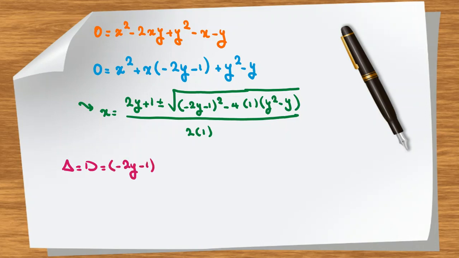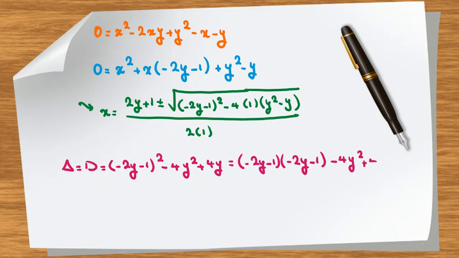Negative 2y minus 1 squared minus 4y squared plus 4y. So if we can write it negative 2y minus 1, negative 2y minus 1, if you don't know the formula, minus 4y squared plus 4y. And if you write negative 2y times negative 2y, it will be 4y squared. Negative 2y times negative 1 is 2y, negative 1 times negative 2y is 2y, 2y plus 2y is 4y. Negative 1 times negative 1 will be plus 1. Minus 4y squared plus 4y.